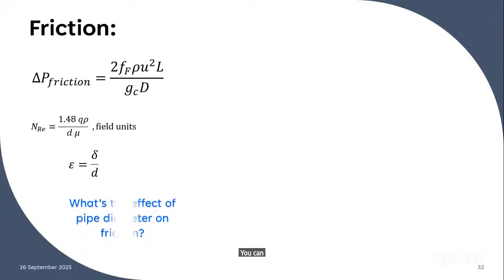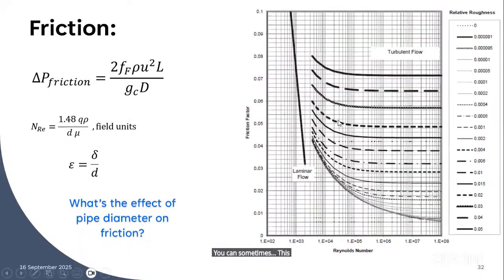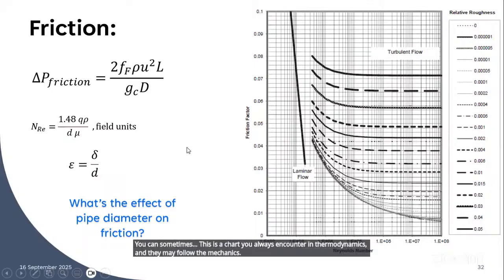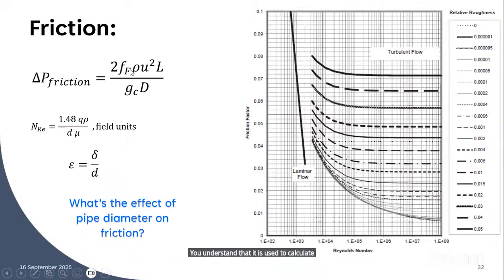This is a chart you always encounter in thermodynamics and in fluid mechanics. You have to understand that it is used to calculate the friction factor here, and several correlations are already very common, so you can use them to calculate your friction factor. You can understand this correlation. It depends. Some are explicit, some are introduced by trial and error, and so on.